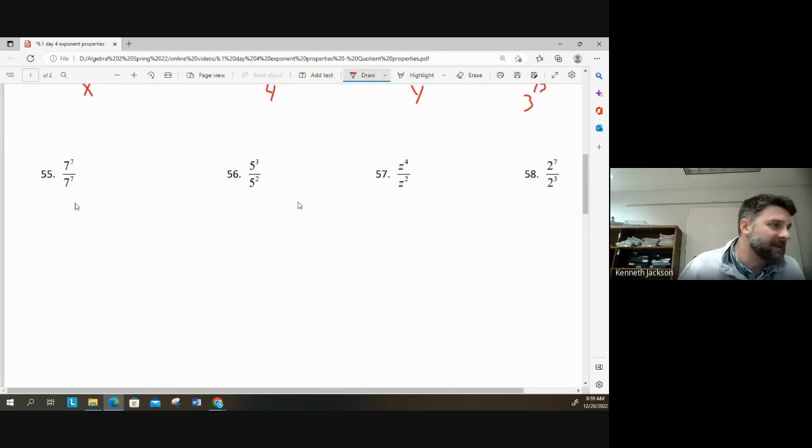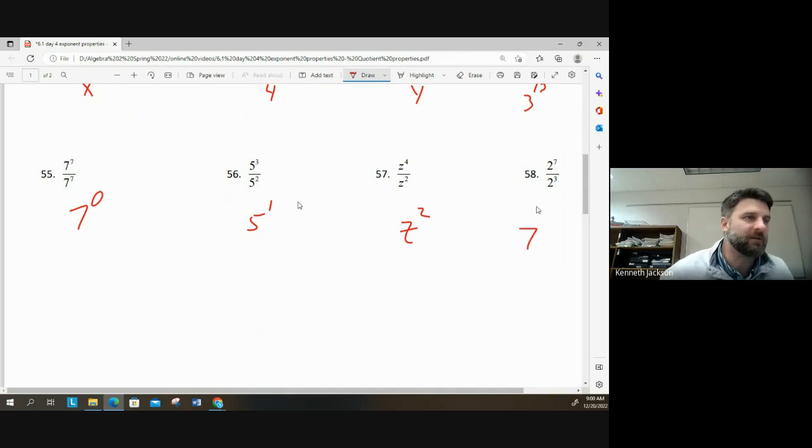7 to the 7th divided by 7 to the 7th would be 7 to the 0. This is something that needs to be discussed in another video. We'll just leave it as that for now. 3 minus 2 would be 5 to the 1st. 4 minus 2 would give me z to the 2nd. And 7 minus 3 would give me 2 to the 4th.